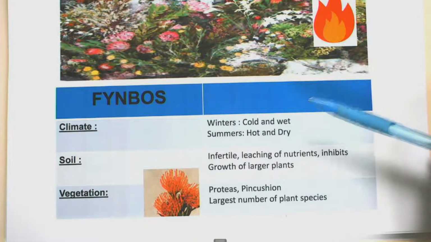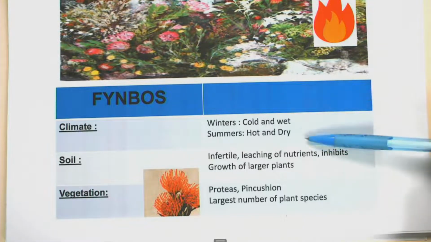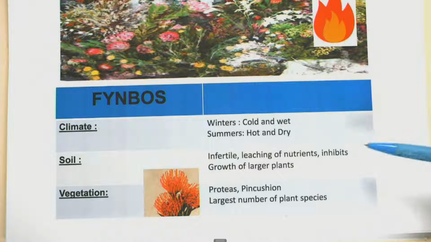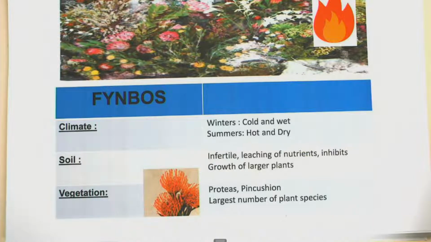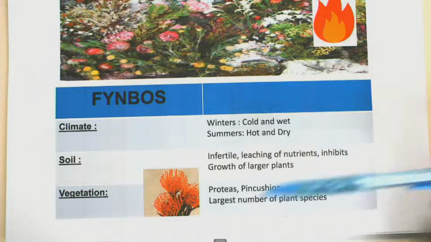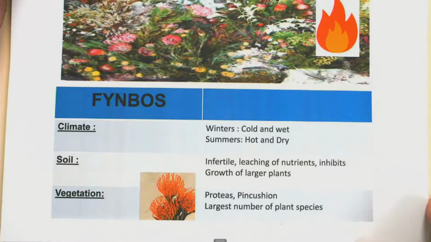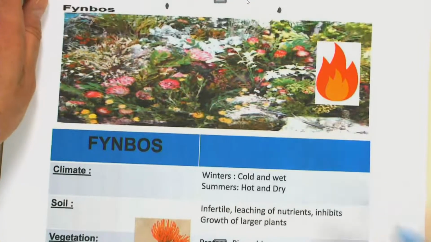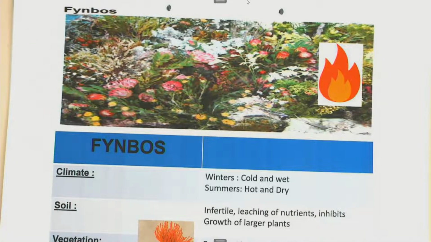The winters are cold and wet, the summers hot and dry. The soil, we have different types of soil. They say it's infertile, leaching of nutrients into the groundwater, and it inhibits the growth of larger plants because the nutrients go deeper into the soil. Then the type of flowers that we get here, the proteas, which you will know about, the pincushion that are included here in case you don't know how it looks. And here we have the largest number of plant species of all the biomes. So there's a big variety, and many times there's fires, and the fires actually help the fynbos come out even brighter and better after the fires.